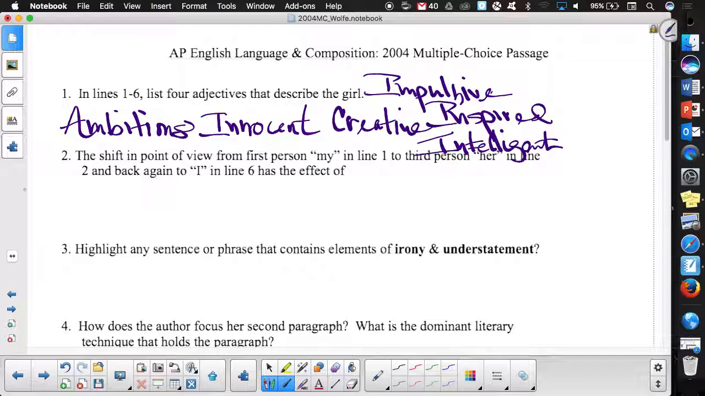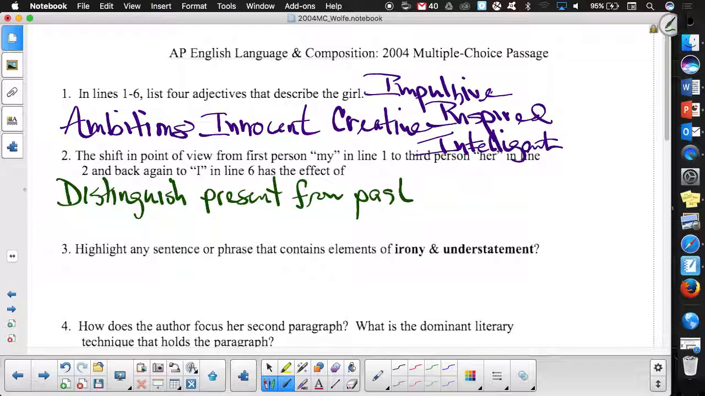to first. What are we trying to do? It has the effect of distinguishing her present self from a past self. Okay. So distinguish present from past. And not meaning time, but meaning self. Literary term for that in some ways. Not necessarily the distinguishment, but the fact that you're going in the past. Flashback. Yeah, flashback.